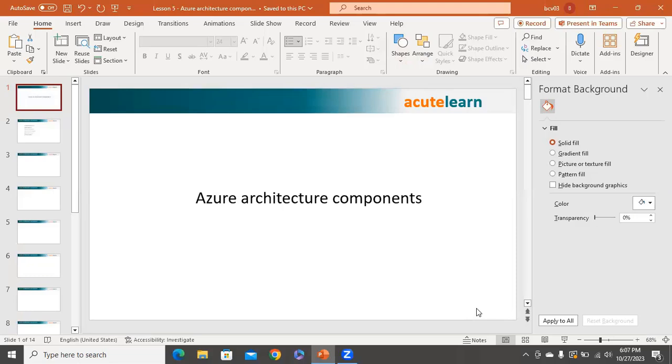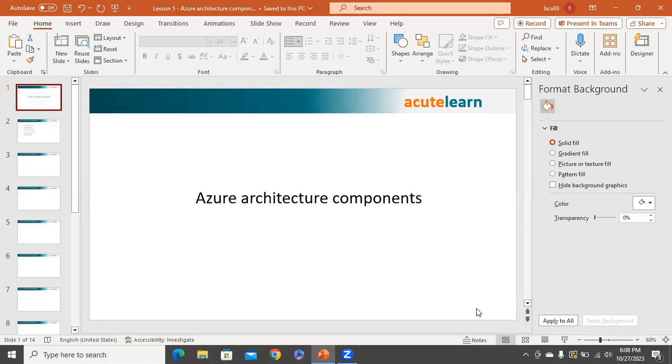In the last lesson, we discussed the Azure overview. We tried to understand what kind of services will be provided by Azure as part of infrastructure as a service and as part of platform as a service, and what are the benefits of using Azure.